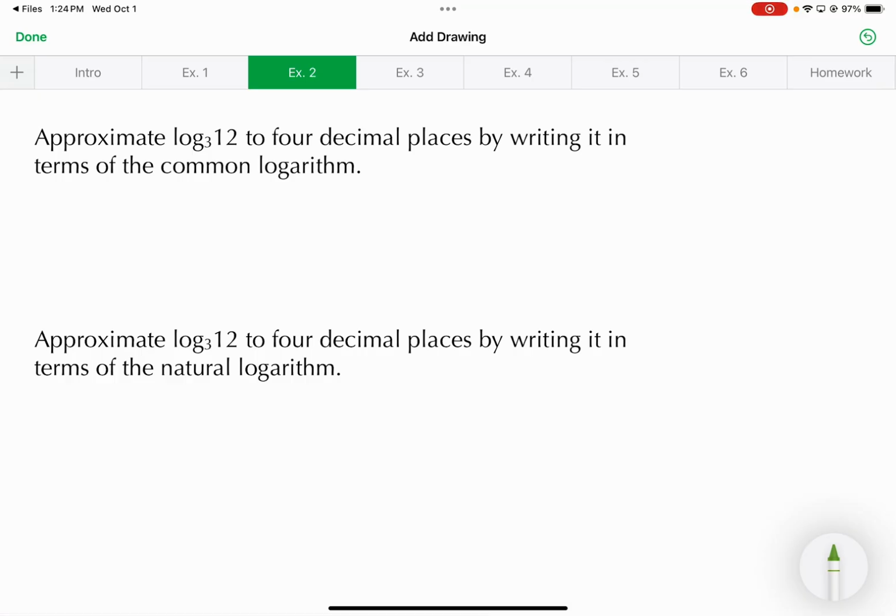Now, in your calculators, we did a decent amount of work talking about exponentials. I mean, you guys got comfortable with that yesterday. So then today, we're going to work with stuff with logs. Okay? So it says approximate log base 3 of 12 to 4 decimal places.